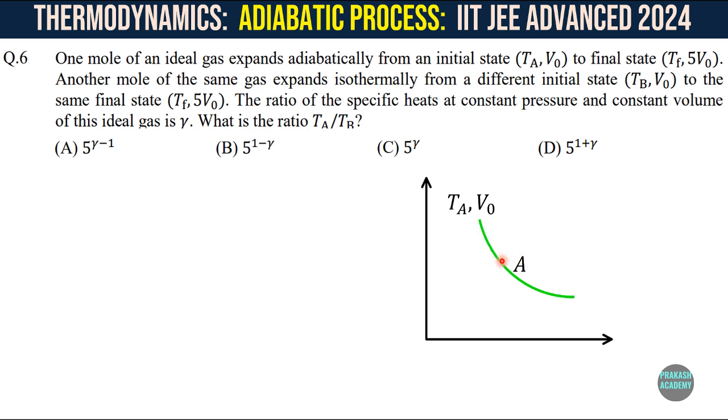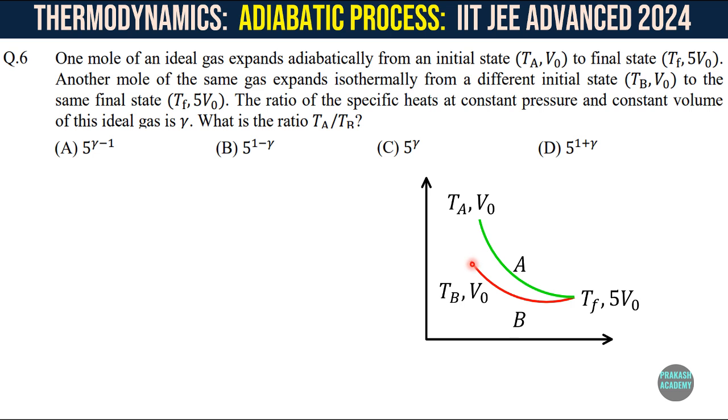This gas undergoes adiabatic expansion so that the final temperature is Tf and the final volume is 5V0. Let's call this process A, and this is the adiabatic process.